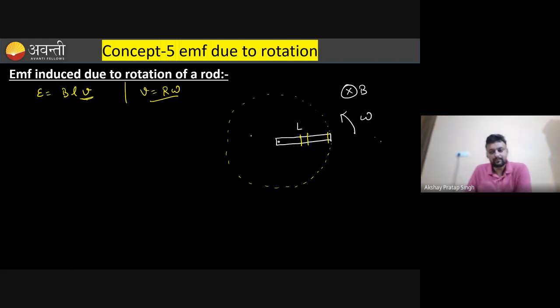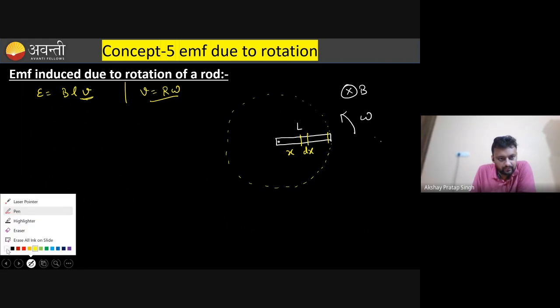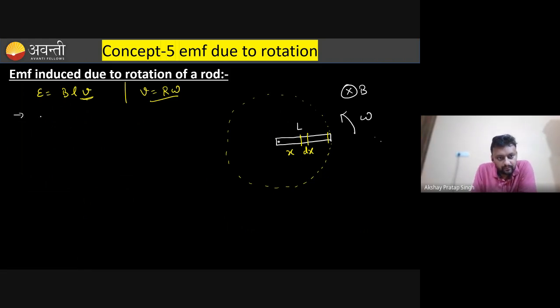Now, coming back to the question. For integration, I choose a small element of length dx at a distance x. Clear? So, I will write the EMF for this small element. Then I will integrate it for the whole rod. Clear? Okay. Now again, what I write: EMF induced in small element.